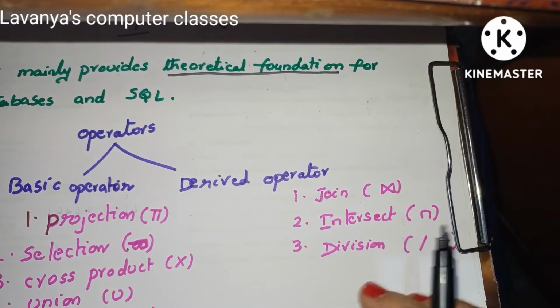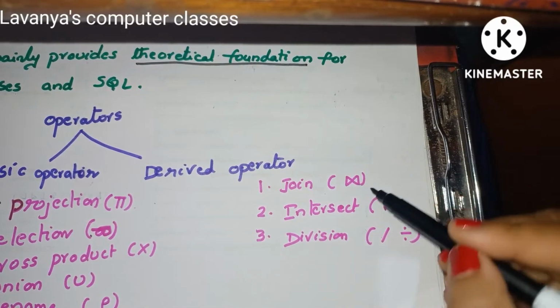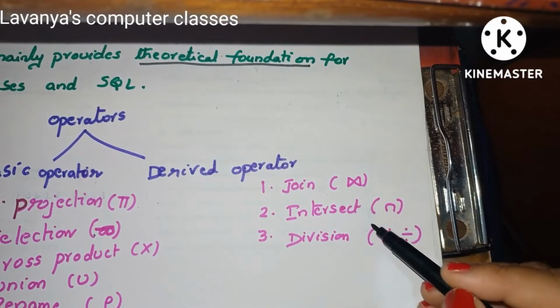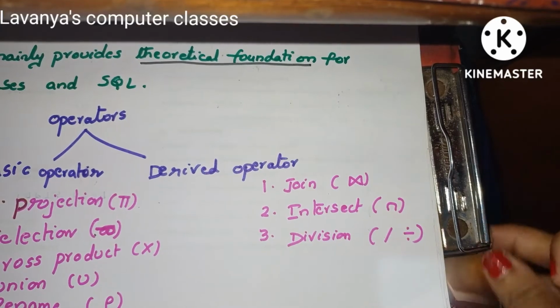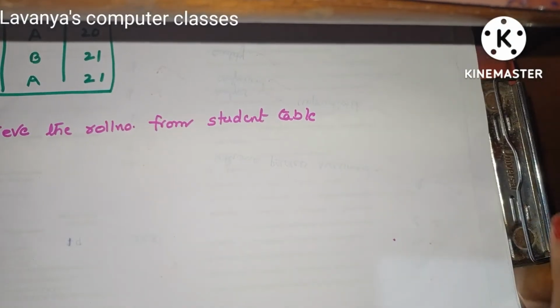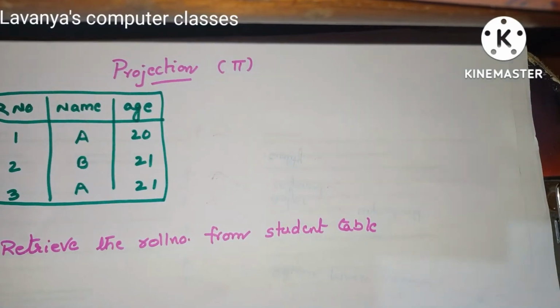And 3 more operators are there. Those are called derived operators. Those are join, which is very, very important; SQL also has joins. Joins, intersect and division. In this video I will explain only projection and selection. The remaining I will explain in the next videos. So first I will go to what a projection is.